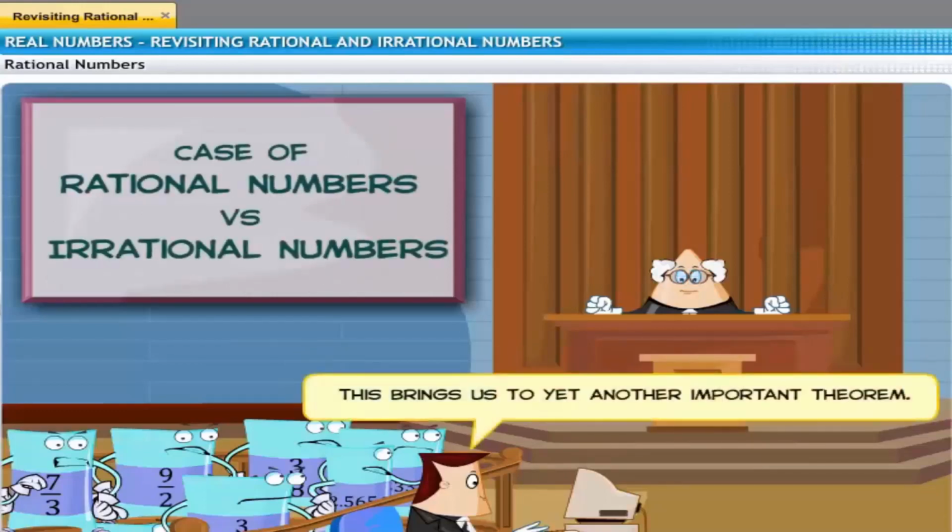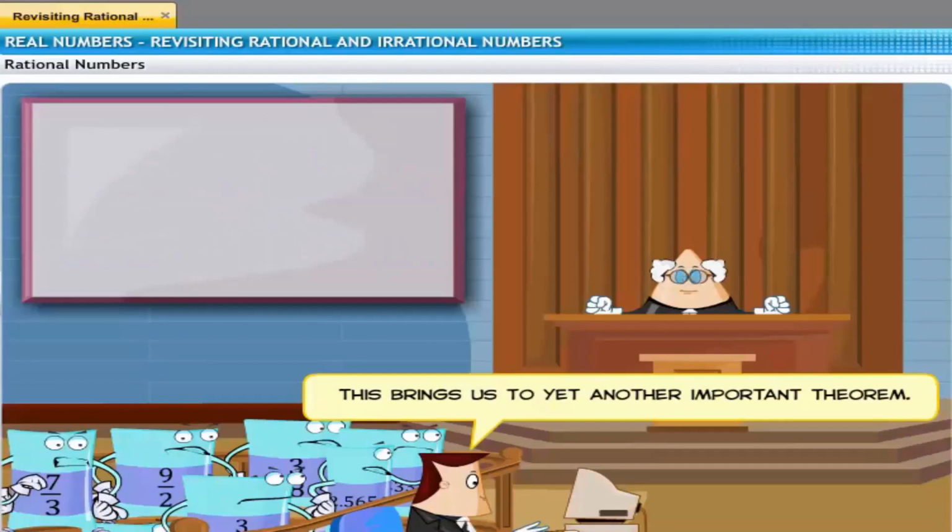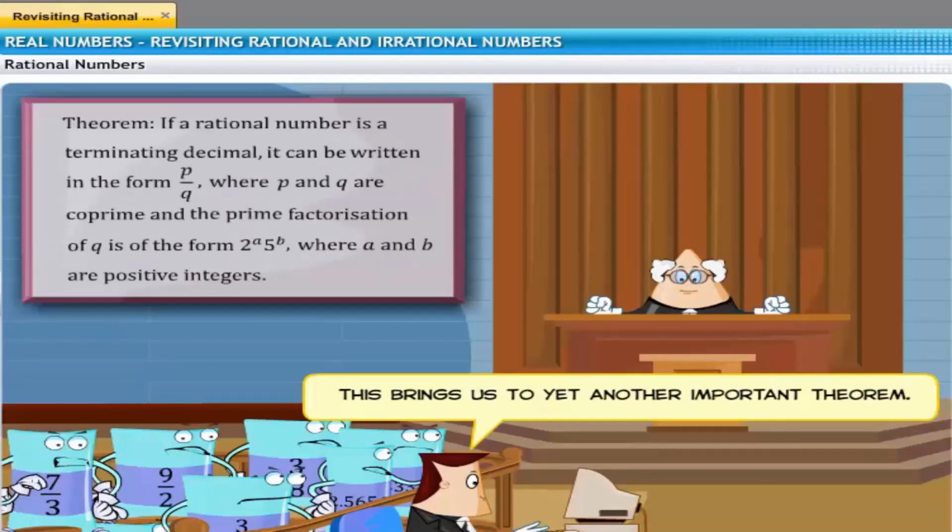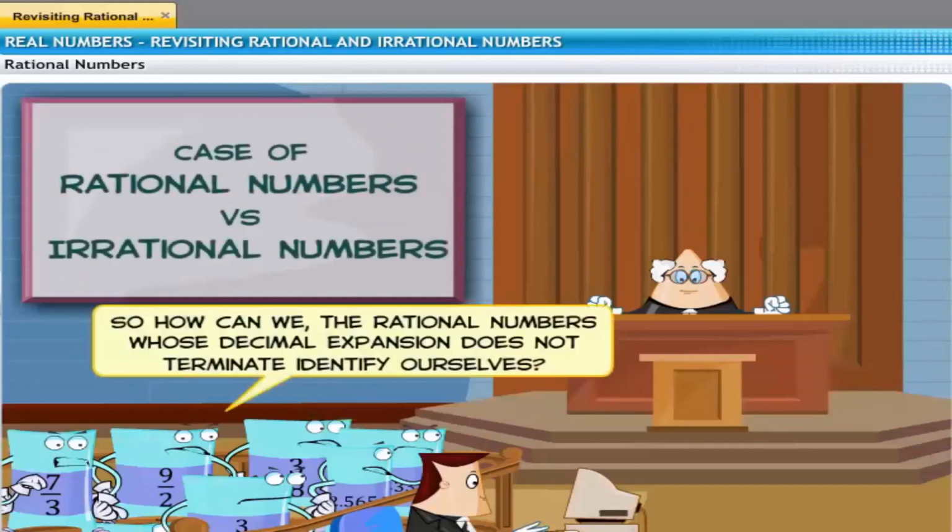Mr. Public Prosecutor has introduced another theorem that says that if a rational number is a terminating decimal, it can be written in the form P upon Q, where P and Q are co-prime, and the prime factorization of Q is of the form 2 raised to the power of A into 5 raised to the power of B, where A and B are positive integers. So, how can you identify a rational number whose decimal expansion does not terminate or is recurring?